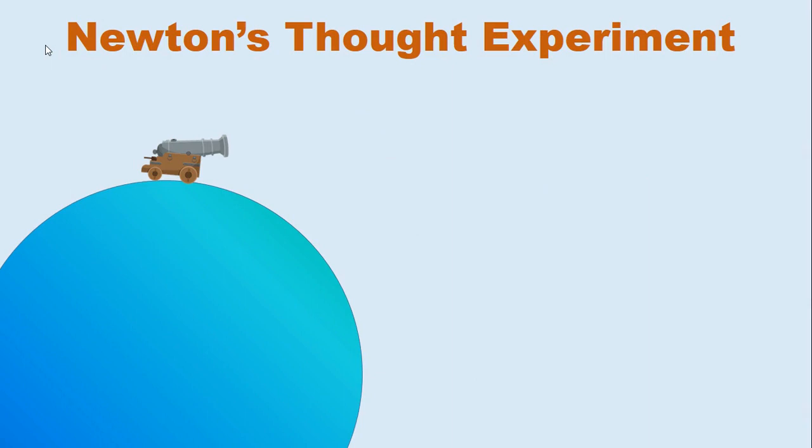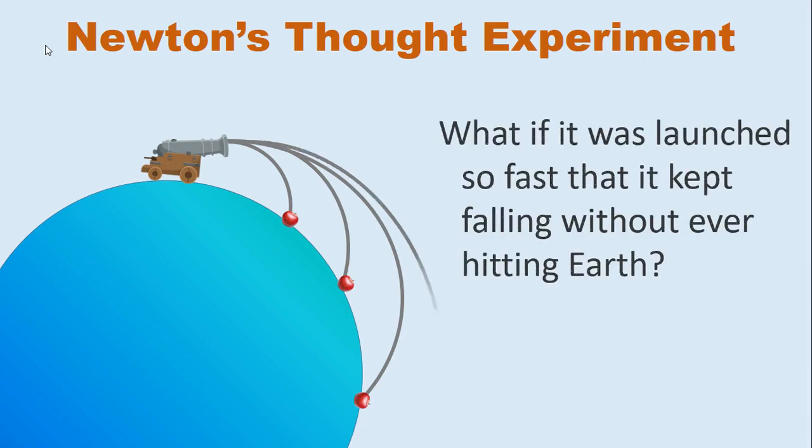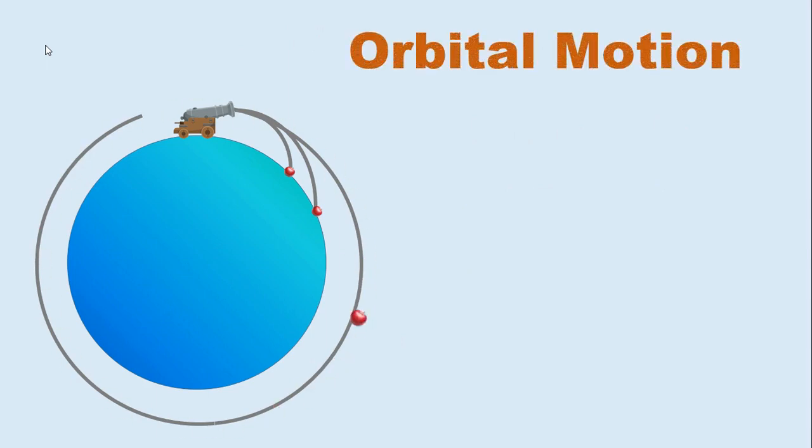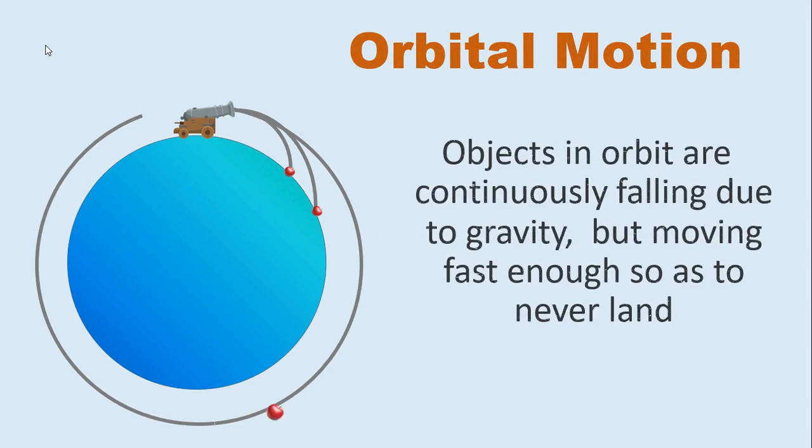When you fire an apple from a cannon, it travels in an arc for a certain distance and then lands. If you fire it faster, it goes farther and farther. But what if you launched the apple so fast that it never actually landed, so that the curvature of the Earth and the curvature of the apple's trajectory matched, and the apple kept falling forever without landing? This is what we call orbital motion.